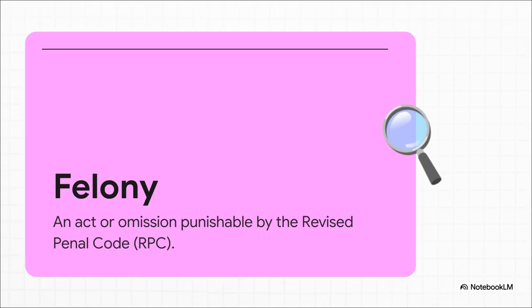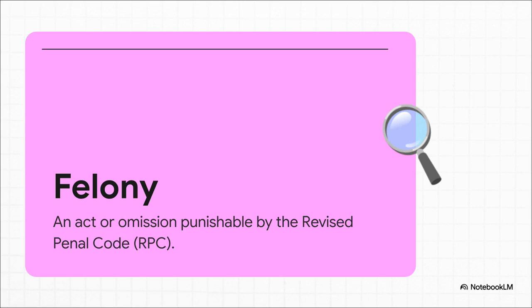A felony can be an act, a physical movement, something you actually do, like throwing a punch or grabbing a wallet. But it can also be an omission. That's a failure to do something you're legally required to do, something you didn't do. Think about a lifeguard who sees someone drowning and just decides not to act, or a public official who knows about a crime and fails to report it.